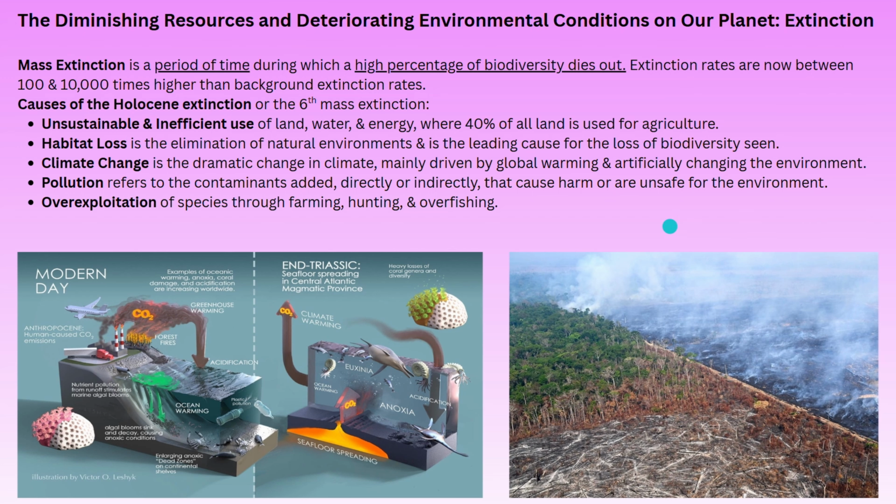Again, which is the dramatic change in climate, mainly driven by global warming and us artificially changing the environment. Here, we are artificially changing this environment. 4 is pollution, and in particular, the creation of plastics and forever chemicals that break down and accumulate in every single living system on Earth. And 5, but certainly not least, is overexploitation of species through farming, hunting, and overfishing. And that is what the left side of this figure is showing.